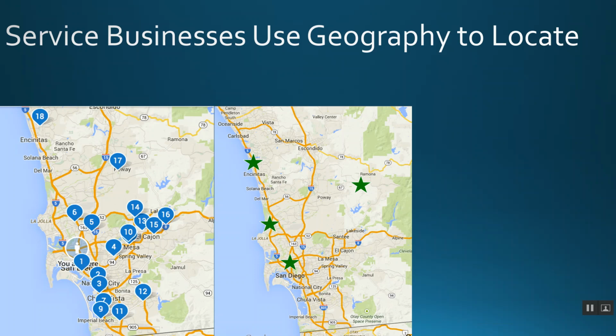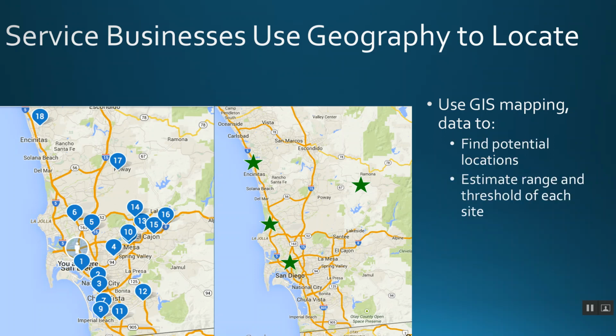But service businesses use geography to locate where they want to place their businesses, right? They do a lot of research into this. They don't want to place one of their businesses in an area that is not going to have a threshold that can serve them. So they use GIS mapping data, or Geographic Information Systems mapping data, to find potential locations and estimate the range and threshold of the site. And then they predict the market share of each by analyzing the demographics in that area.